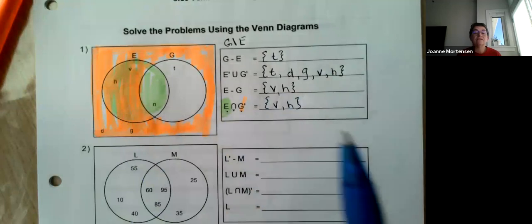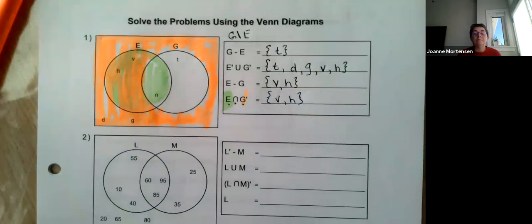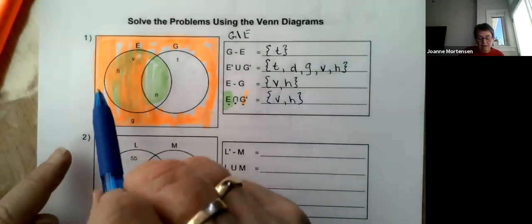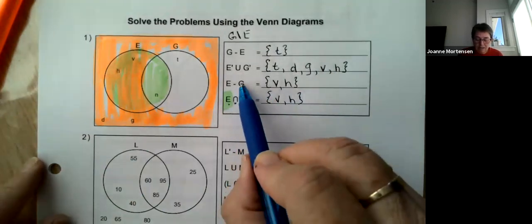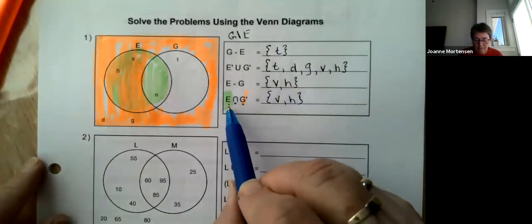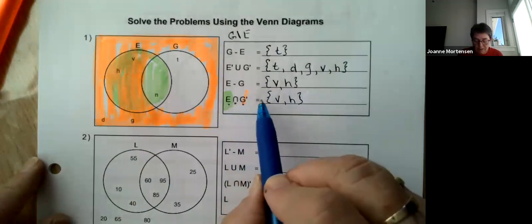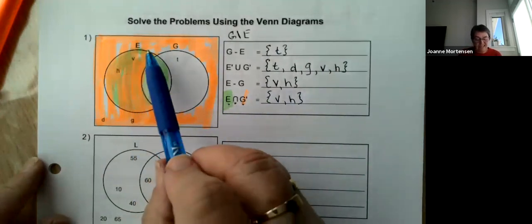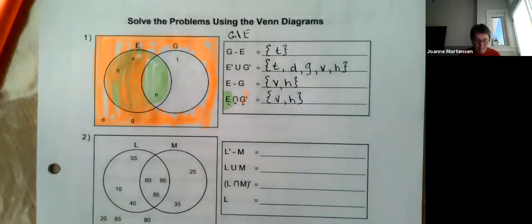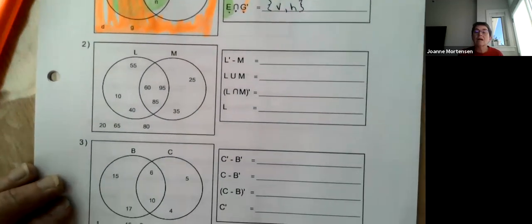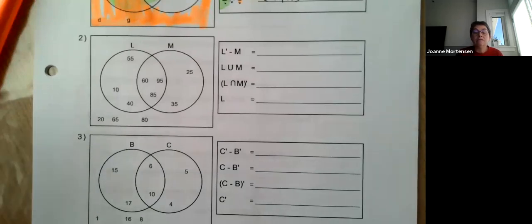Remember I said in the previous video that once in a while, the same area can have more than one description. So E but not G, or E intersection G prime, are actually describing the exact same space. Okay, cool. I would encourage you, you've done one, turn off the video and see what you can do on your own.